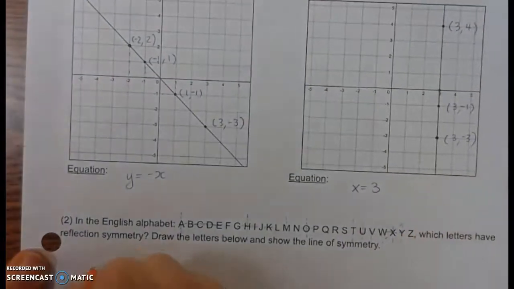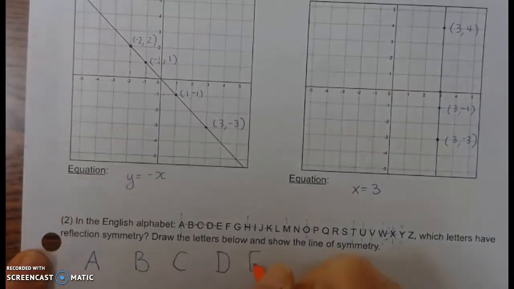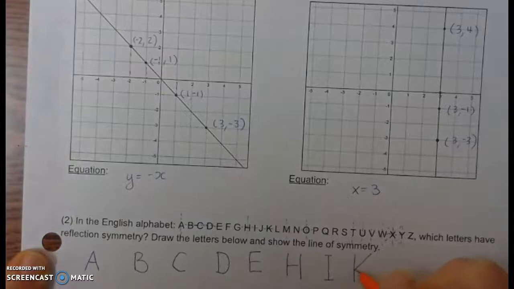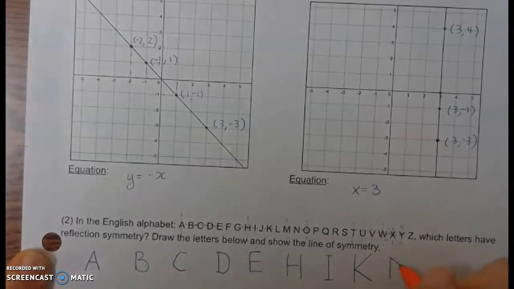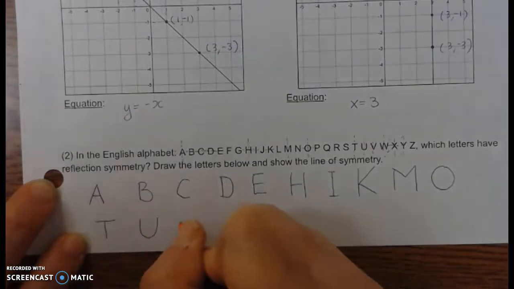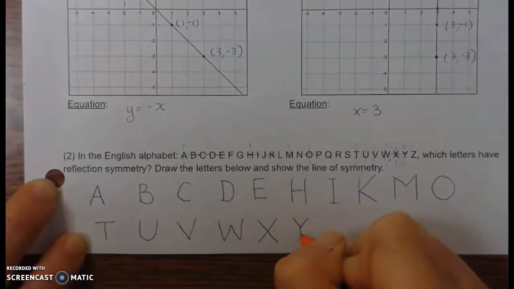Okay, so summarizing this: A, B, C, D, E, F, none, H, I, J, none, K, L, none, M, N, no, O, P, none, Q, R, S, T, U, V, W, X, Y, and Z, none.